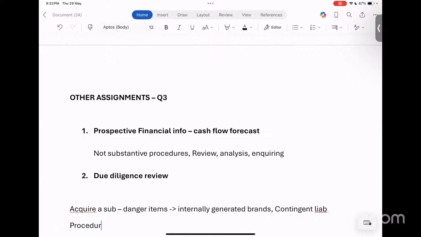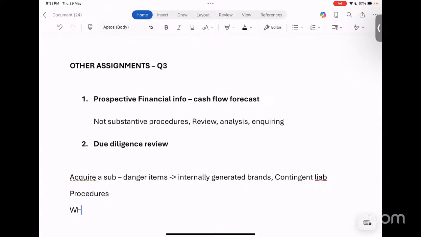You can also get a question on why due diligence review is important and how it helps the company. With a due diligence review, you can negotiate with the potential target better. You know the fair value of the net assets of the company you are planning to buy, so you will be able to value it better. That's why it's important.